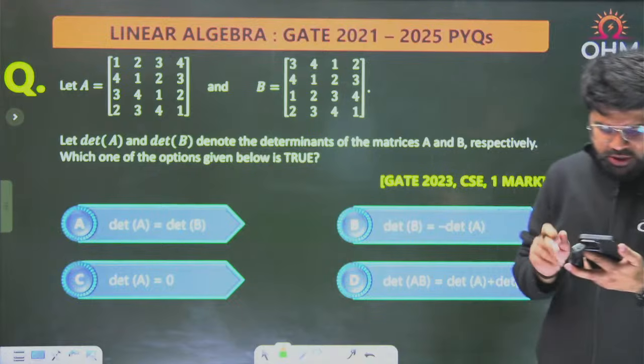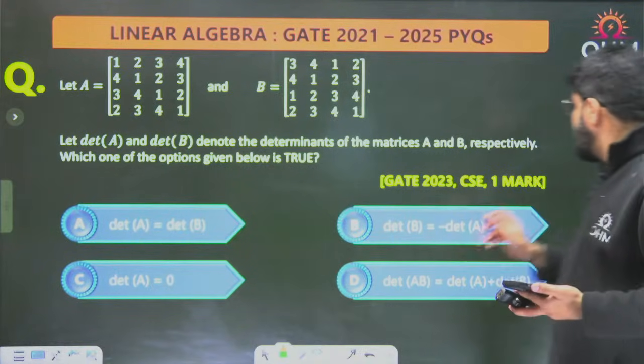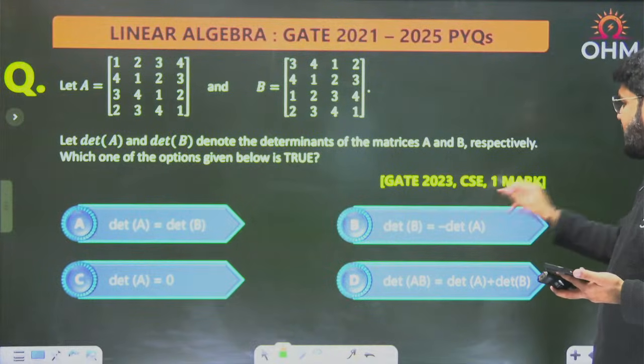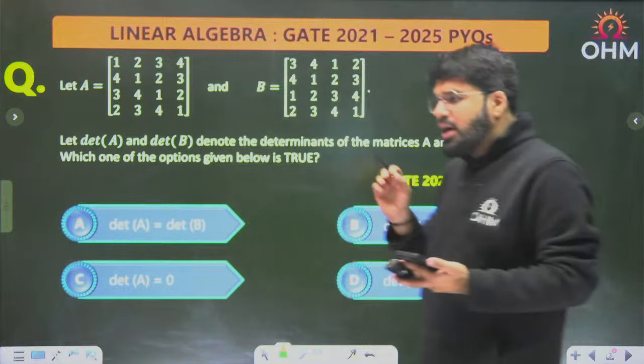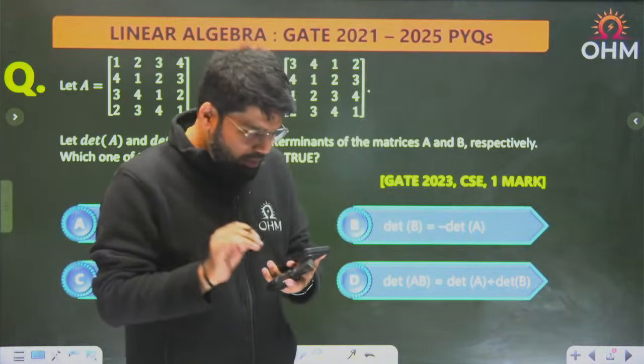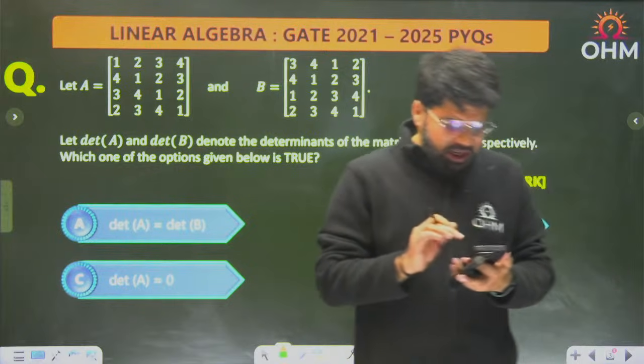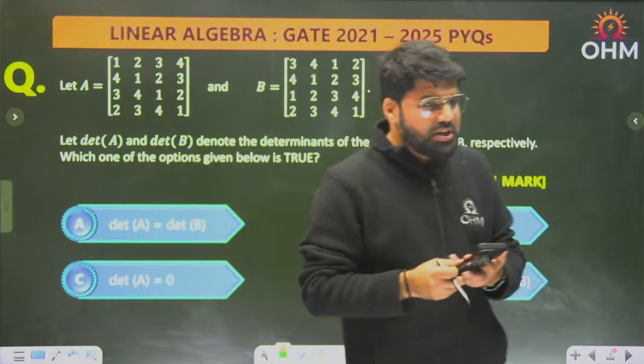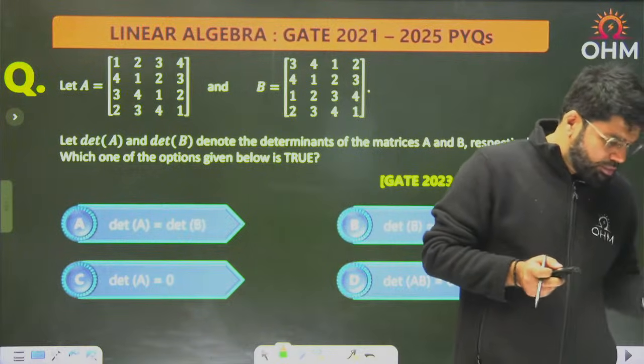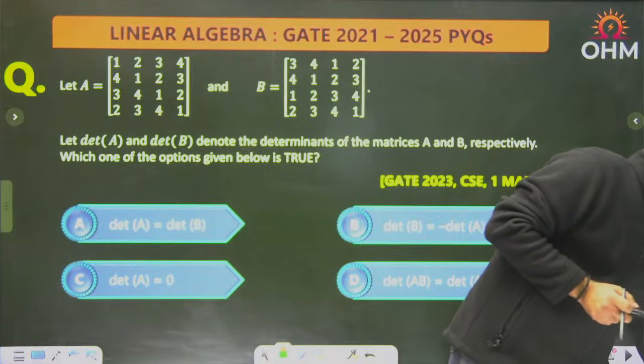I think by this time the options should have been there, because it's an easy one to start with. It's a GATE 2023 computer science 1 mark question. I've mentioned the mark of the question and also the branch, but it's a common topic. It's good to practice all branch questions, and if you have not done it till now, you can practice all 5 years, all branch questions in this particular video.